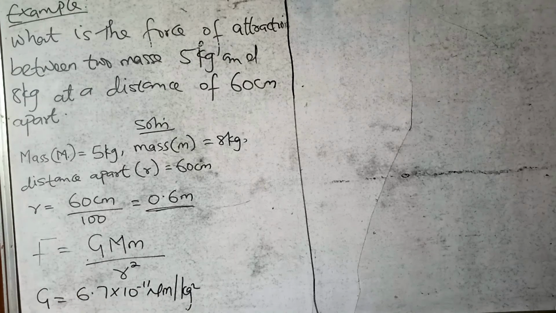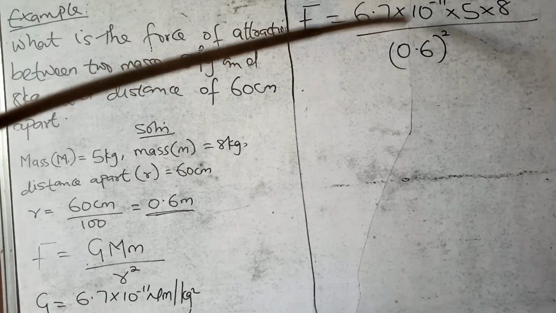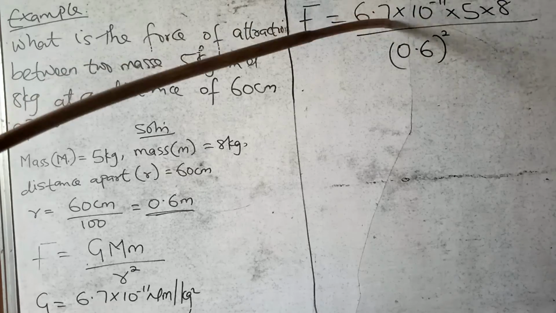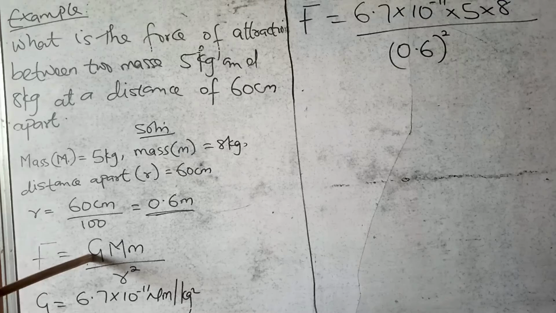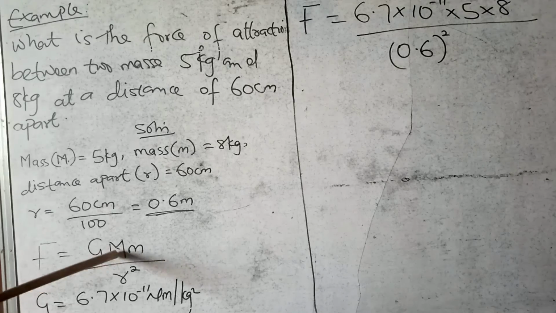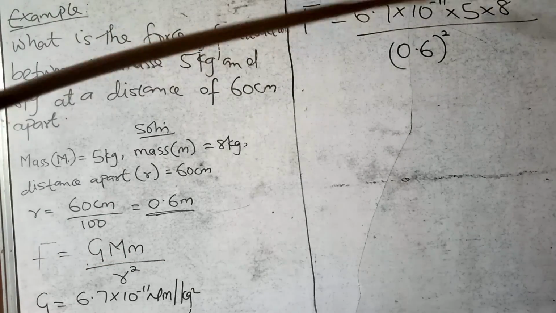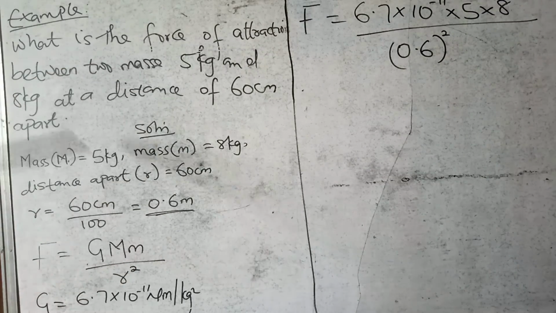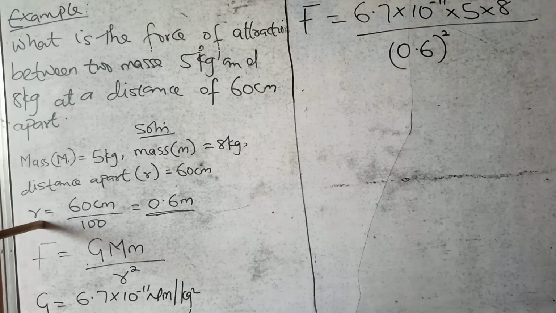G is constant. So the value for our G, the gravitational constant, is given as 6.7 times 10 raised to the power minus 11 Newton meter squared per kilogram squared. So if you look at our question now, the G, that is the gravitational constant, is not given here. Since it is constant, you have to memorize the value so that in any given question, if it is not given, you know that it is this value.